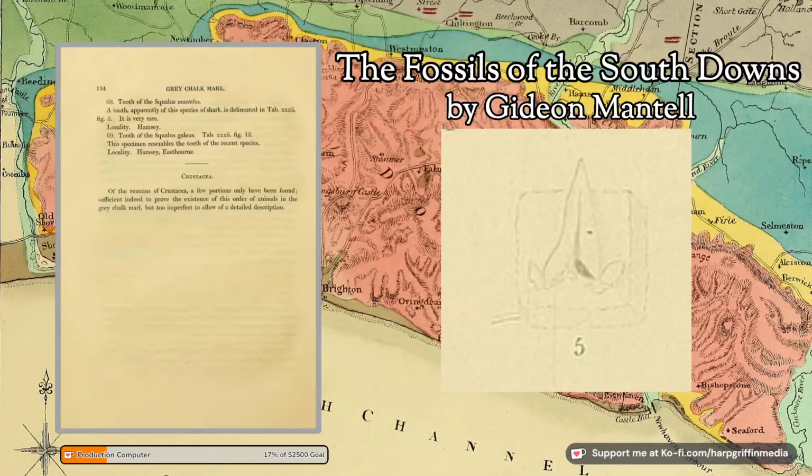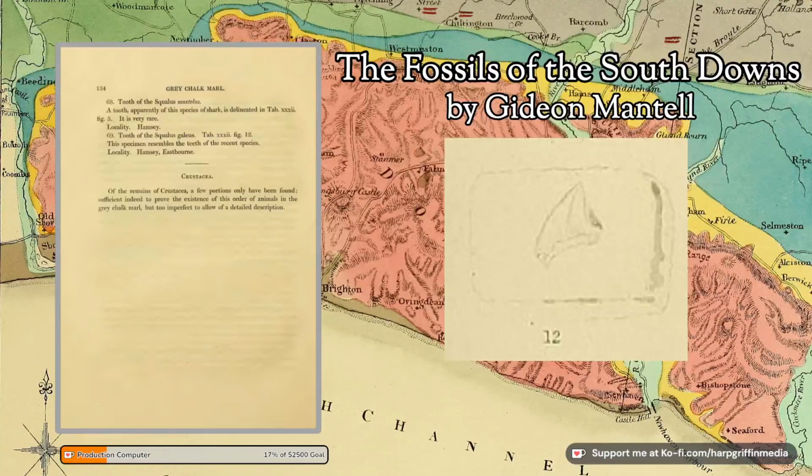68. Tooth of the Squalus mustellus. A tooth apparently of this species of shark is delineated in tablet 32, figure 5. It is very rare. Locality: Hamsey. 69. Tooth of the Squalus galeus. Tablet 32, figure 12. This specimen resembles the teeth of the recent species. Localities: Hamsey, Eastbourne.